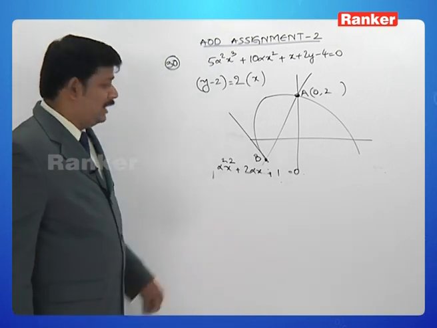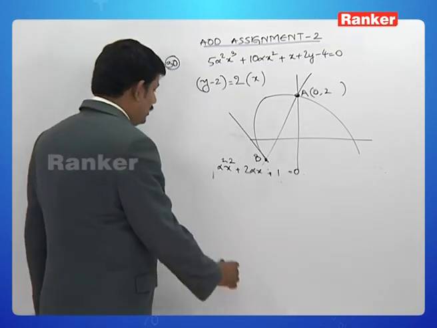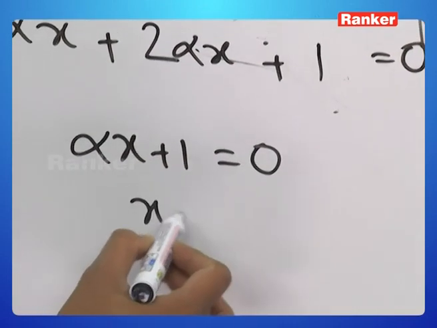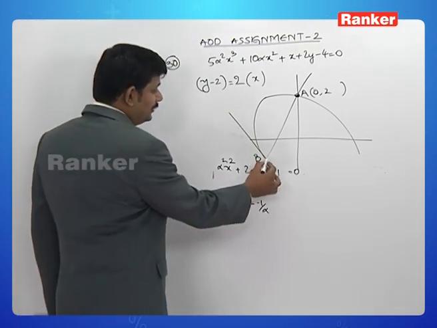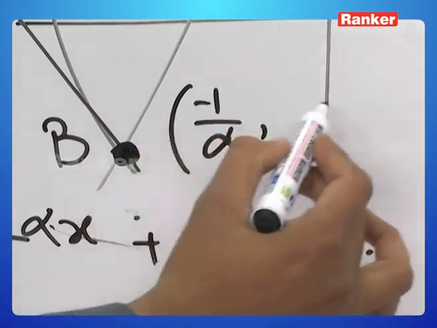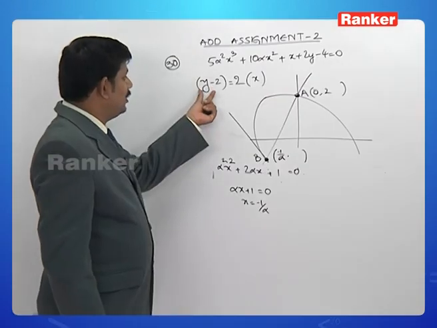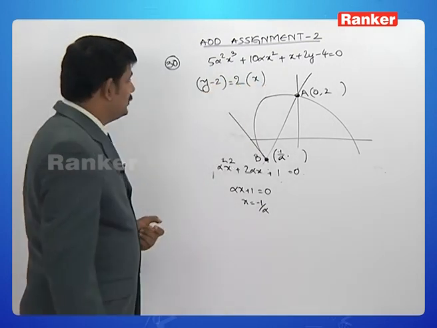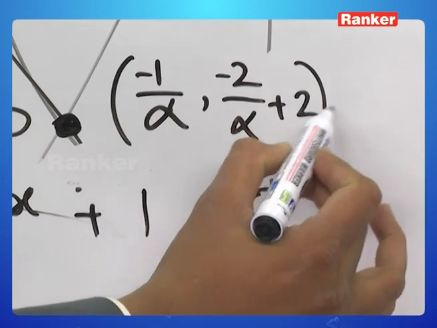So, we have alpha square x square plus 2 alpha x plus 1 is equal to 0, or we have alpha x plus 1 whole square is 0, or x is equal to minus 1 by alpha. So, B is the point where the x coordinate is minus 1 by alpha. We have to find the y coordinate. This point is a point on this line, the normal at A, so the y coordinate is 2x plus 2, which is minus 2 by alpha plus 2.